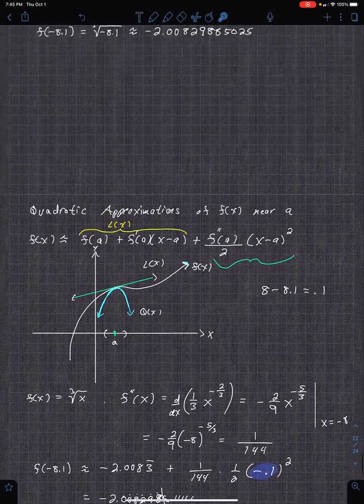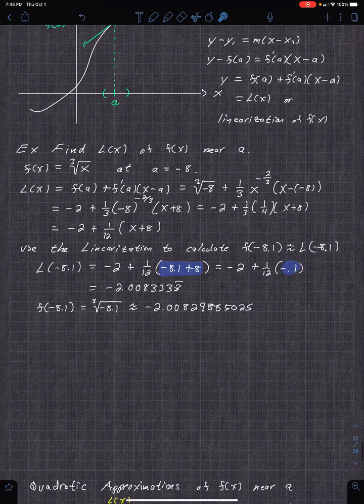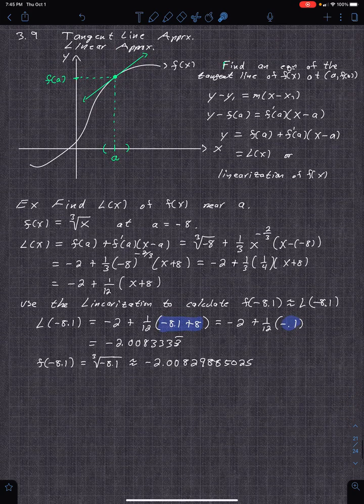Okay, so if I asked you to do this, it would just be use the linearization to approximate a value. It'll be like this one above. So this is what I'd ask you to do. That's all. But just be familiar with some of these concepts.